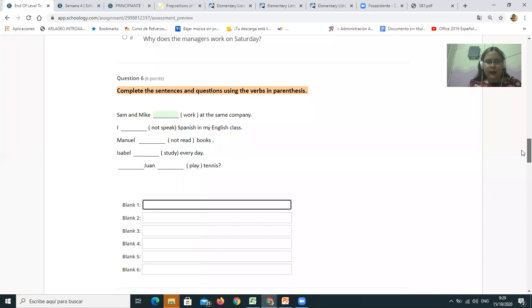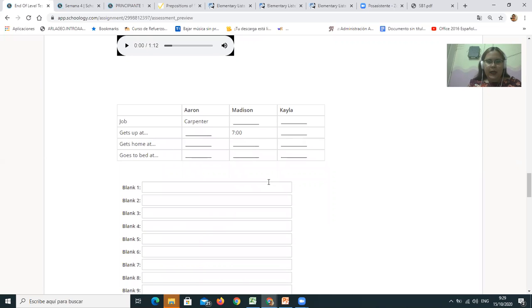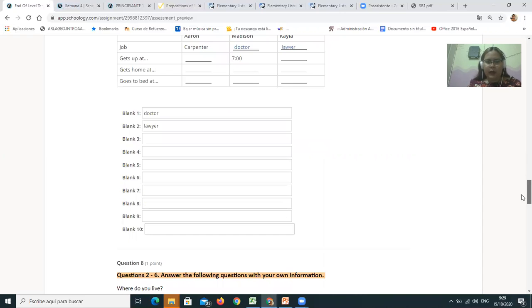Donde dice blank. De listening activity, usted escucha el audio y acá va a ir poniendo las respuestas. Acá va a escribir la respuesta. La de Madison es la número 1. Y el job. ¿Cuál es el trabajo de Madison? What is Madison's job? Maybe doctor. I don't know. Se le voy a poner doctor. What is the job for Kayla? Lawyer, for example. Lawyer. Y así van completando los espacios también, de acuerdo al audio.